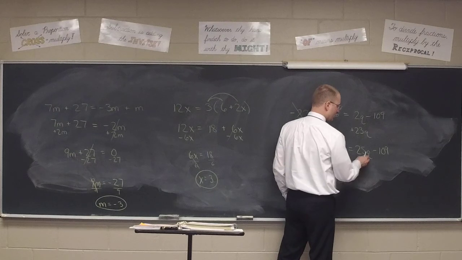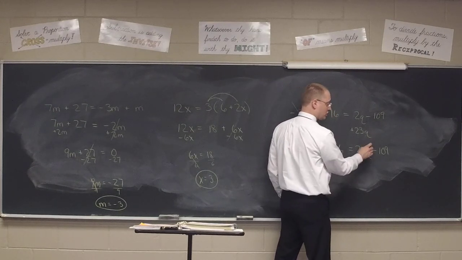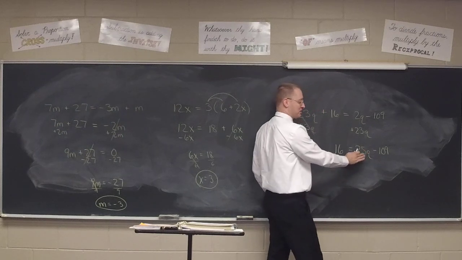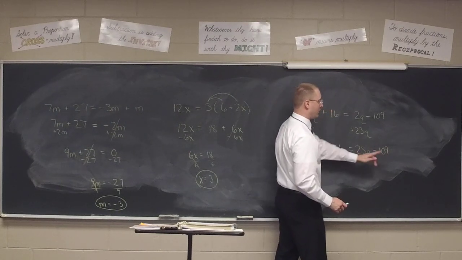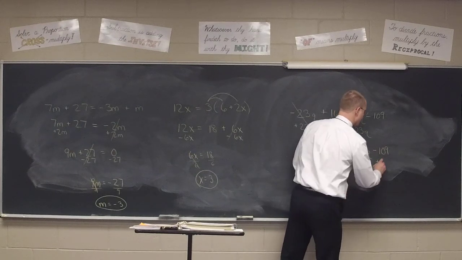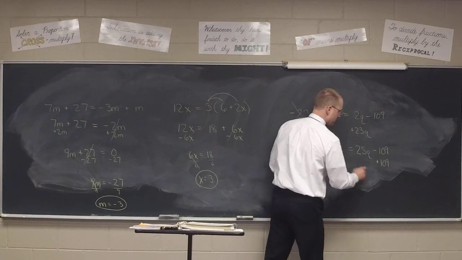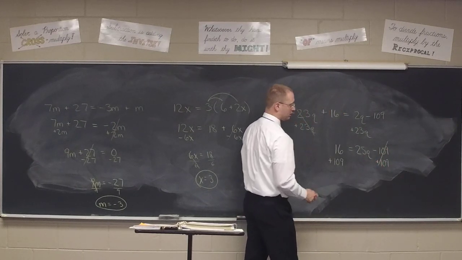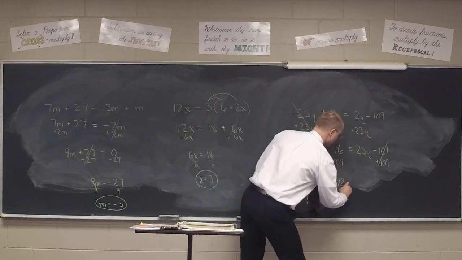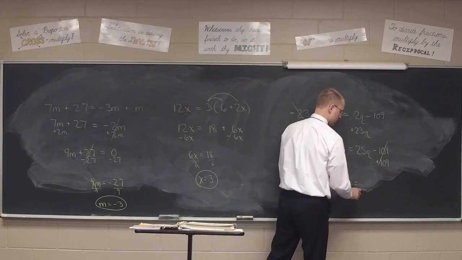Positive 109 to the 16. Good. I want to get this q by itself. Not get rid of it, excuse me, get it by itself. And the 109 is with it, or the negative 109 rather, and the 25. This is less attached, so we're going to get rid of the thing that's less attached by putting a positive 109 on both sides. That'll give us 125 equals 25q.